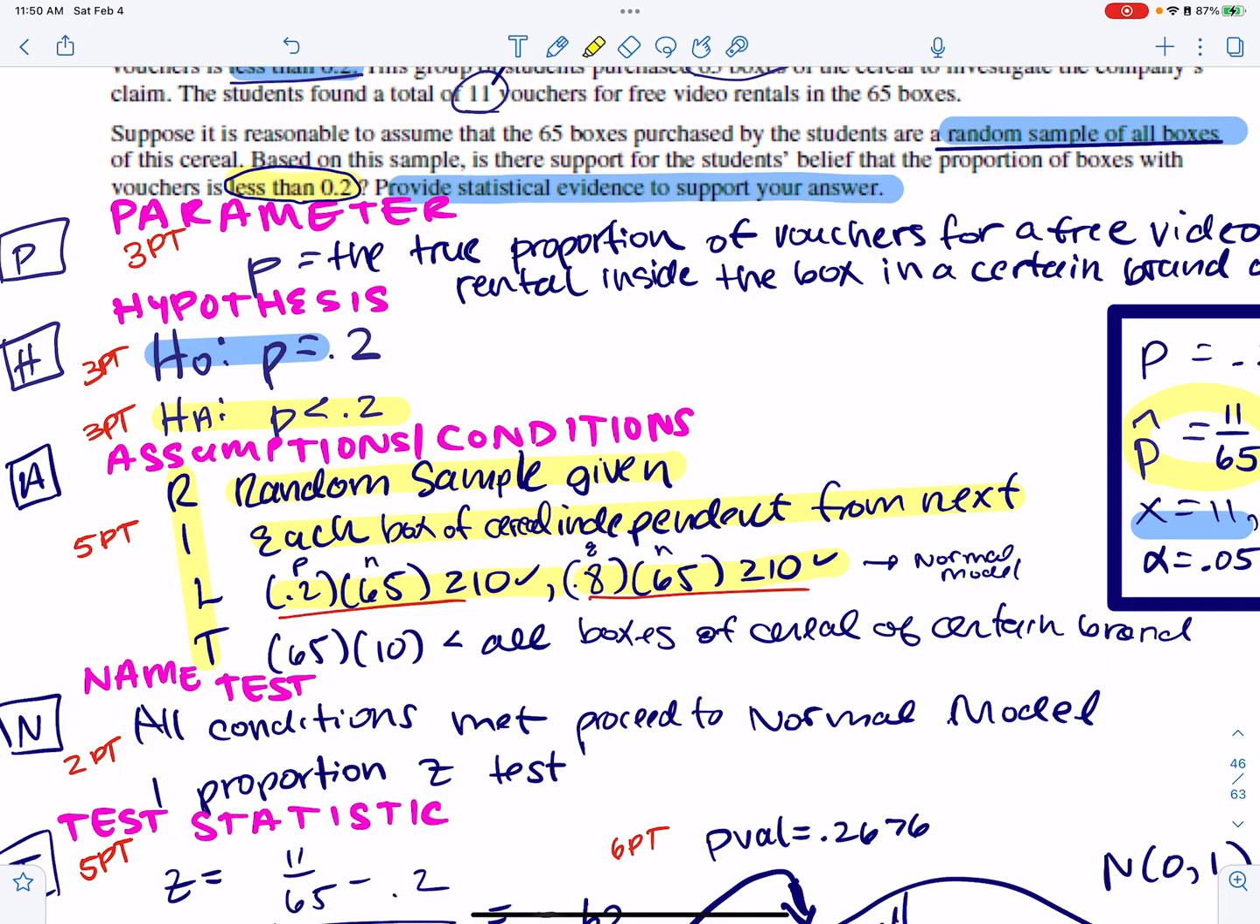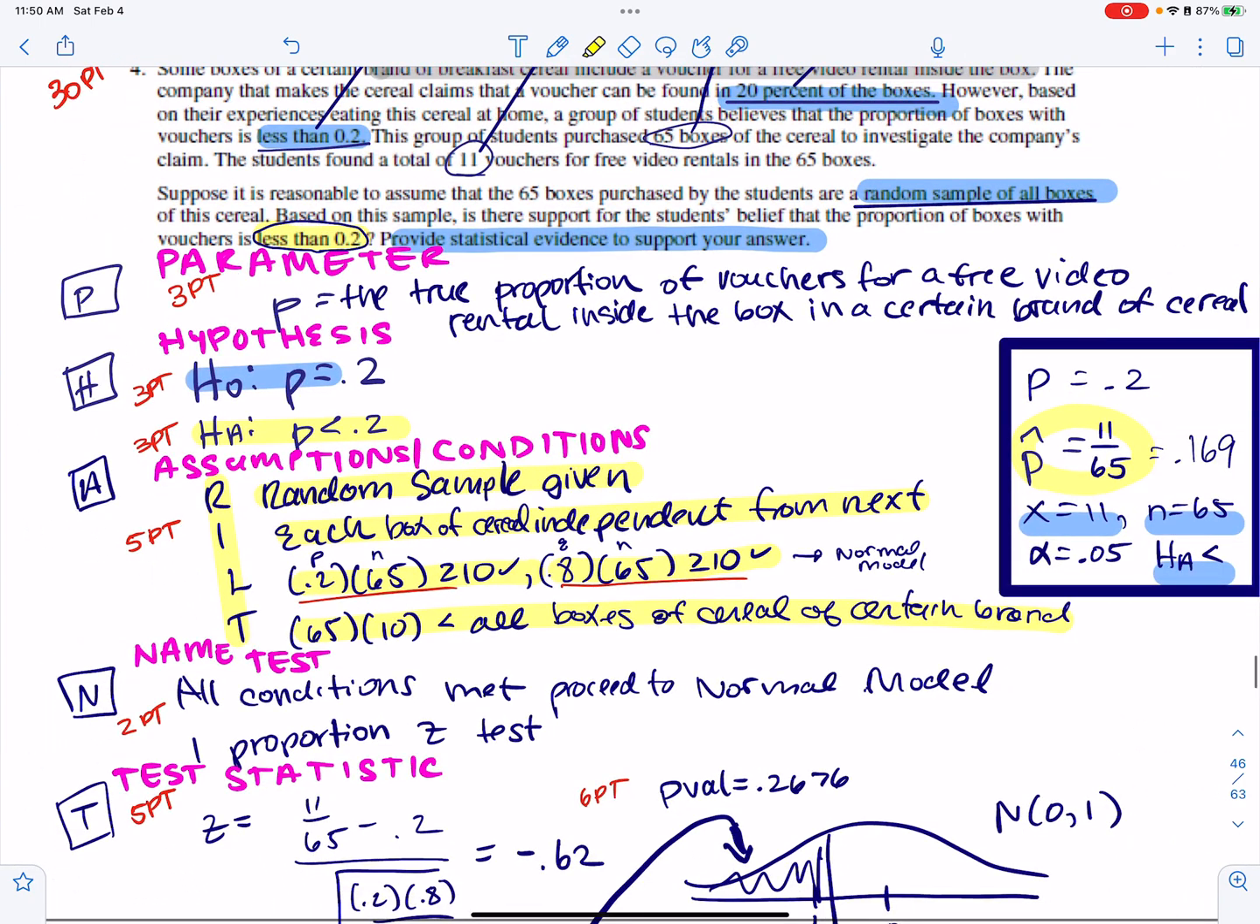Now, the last one is my sample size has to be less than 10% so that I can do my standard deviation of the square root of pq over n. So I'm checking, and certainly 650 boxes is going to be less than all of the boxes that I have there. So it shows that I have less than 10%.